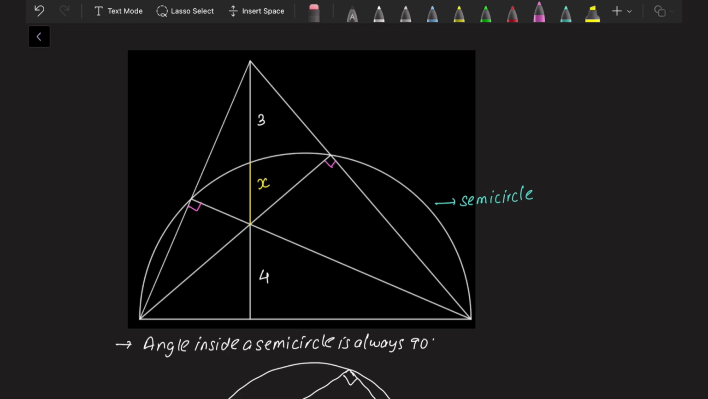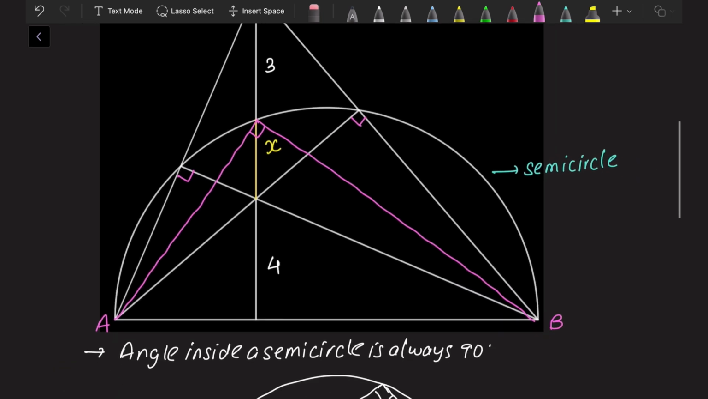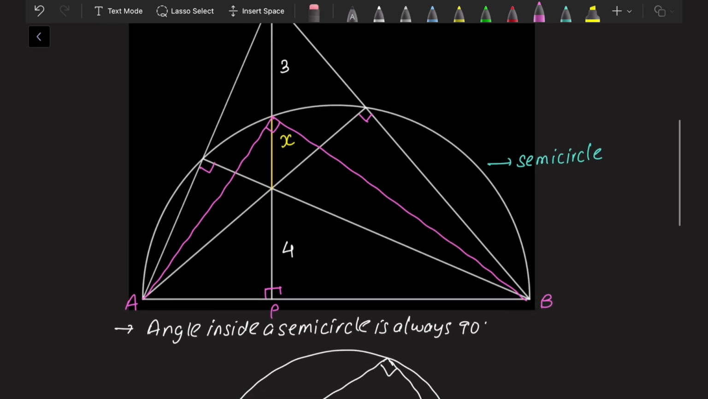Now look carefully. What if I join a line from here to this particular point x, and again from this x to this bottom corner? We again have this pink triangle from the endpoints of the diameter, and it is also subtending an angle at the circumference, and this particular angle would again be 90 degrees. Now let this perpendicular drop. Yes, this angle is 90 degrees. Sorry, I didn't mention it, but yes, this angle is 90 degrees.